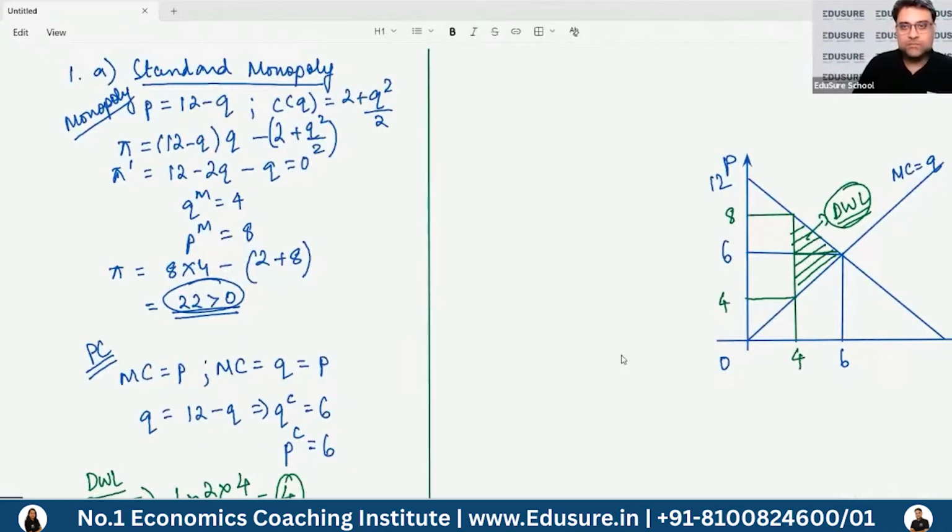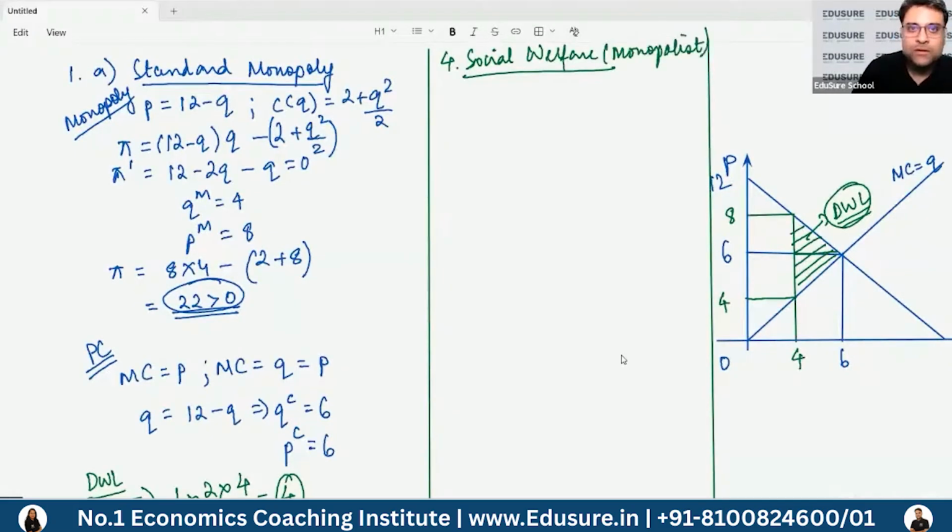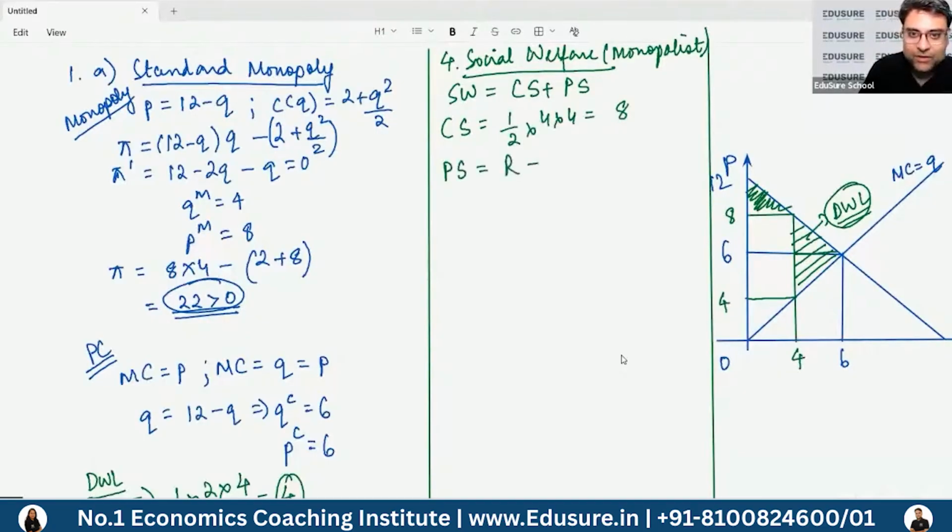Okay? Let's put a divider. Now let's calculate the social welfare under the monopolist's output. Social welfare is equal to the sum of consumer surplus plus producer surplus, or equivalently the total value to consumers minus the total cost of production. Consumer surplus here is what? This is the consumer surplus: half into 4 into 4, which is equal to 8. Producer surplus is basically the revenue minus the variable cost.